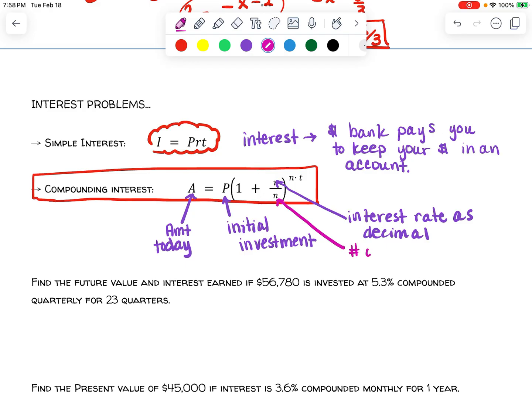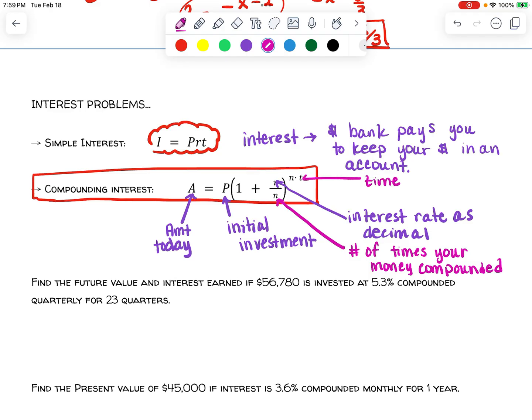So number of times per year, or I should say, I don't even say per year, number of times your interest is calculated, or interest, I should say money is compounded. How about that? And then T is the amount of time.